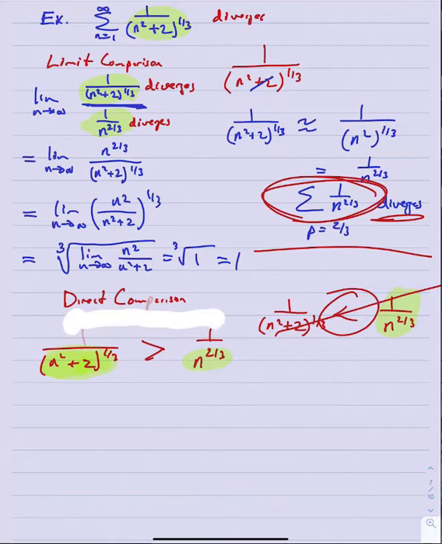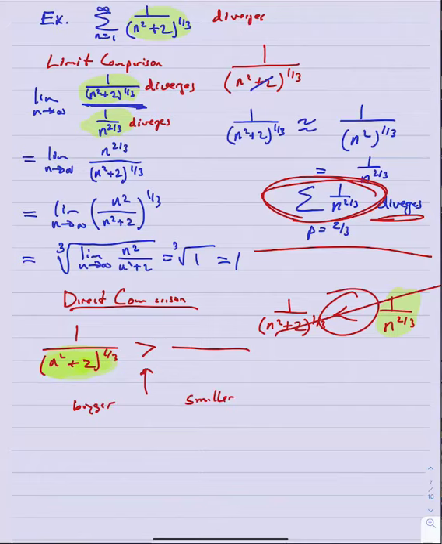Now, that just means that the thing I came up with when I did my limit comparison doesn't work out when I try to do direct comparison. That doesn't mean I can't do direct comparison, though. It just means I have to think of something else here to compare this to. Okay, so again, let's go back to the basic strategy. If I'm going to do direct comparison, I have to show that this is larger than something I know diverges. Again, I'm going from something bigger on the left to something smaller on the right.